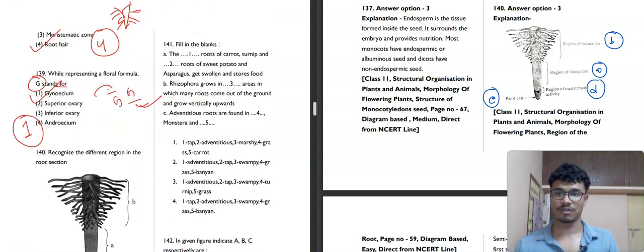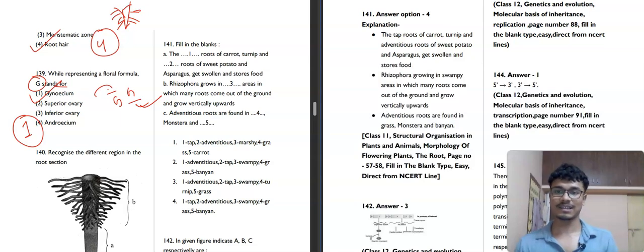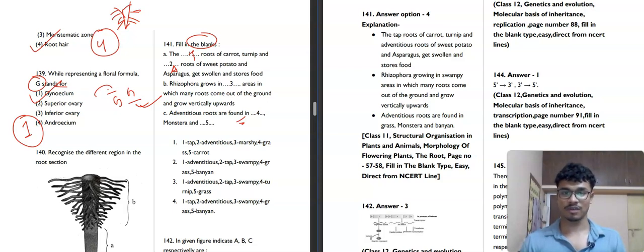Now we'll move toward question number 141. It is saying to fill in the blanks. The dash roots of carrot, turnip and dash roots of sweet potato and asparagus get swollen and store food. This is the first and second. Then Rhizophora grows in dash areas in which many roots come out of the ground and grow vertically upwards. Then adventitious roots are found in dash and dash and dash. I will also give a trick for this one. The tap roots of carrot, turnip, and the adventitious roots of sweet potato and asparagus get swollen and store food.